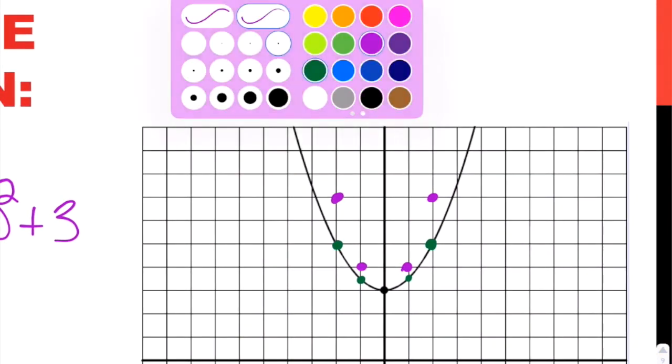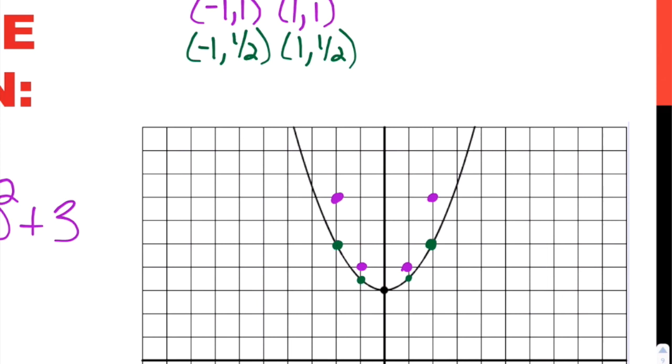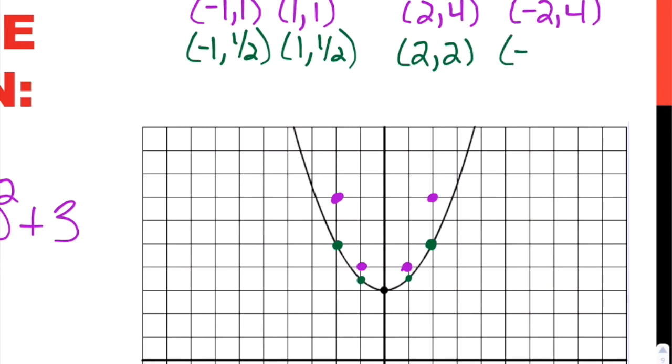Let's compare those points. Instead of negative 1, 1, and positive 1, 1, I now have the points negative 1, 1 half, or positive 1, 1 half. Instead of the points from my parent function 2, 4, or negative 2, 4, I now have the points 2, 2, and negative 2, 2. What's happened here is since it's wider, my y values have been cut in half. Instead of going up 4, I'm now going up 2.